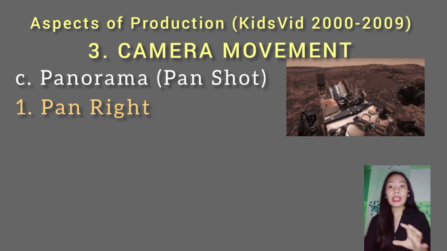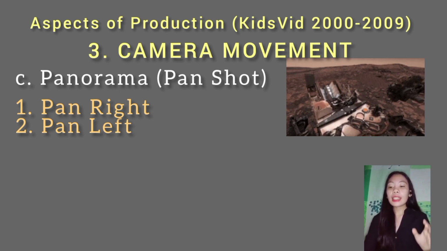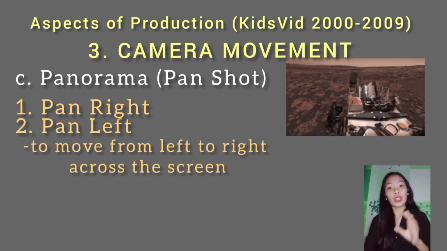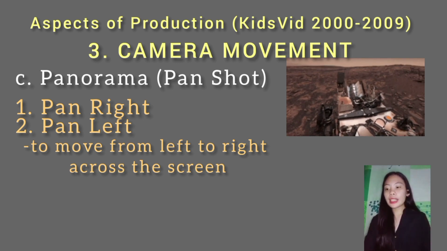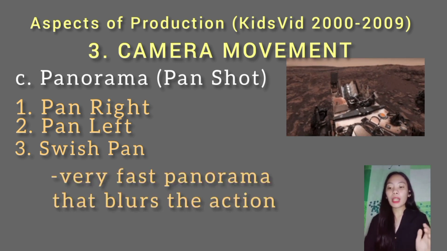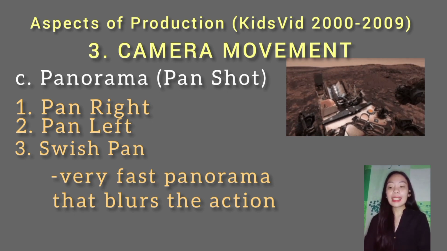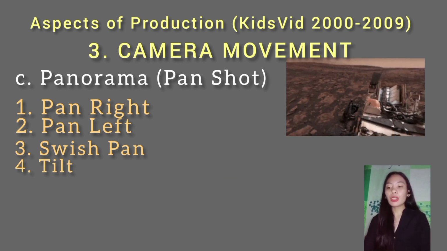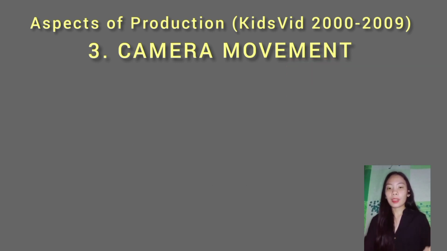Next is the pan left. The camera swipes to the left, causing the image to move from left to right across the screen. Third is the swish pan. The camera takes a very fast panorama that blurs the action. Lastly is the tilt. The camera rotates vertically from a single position.